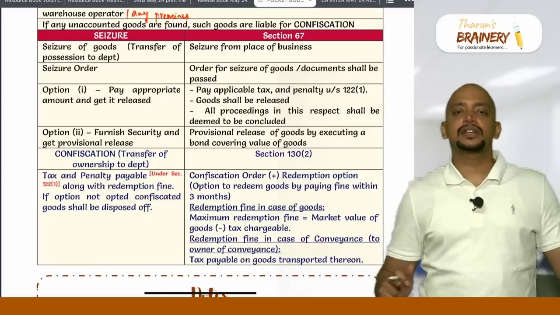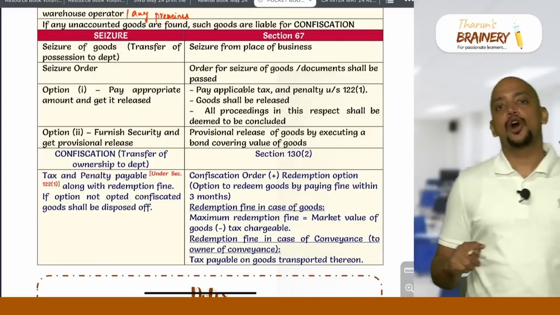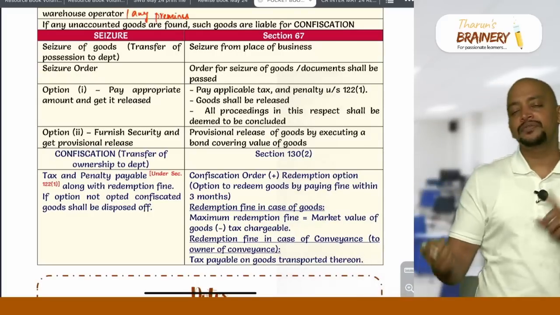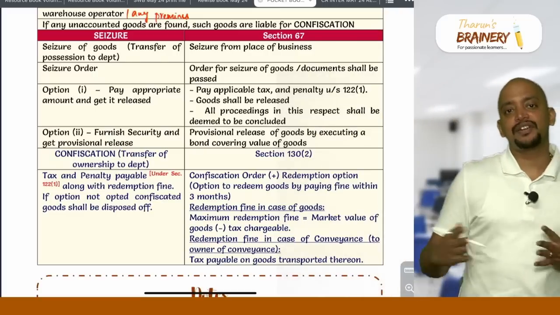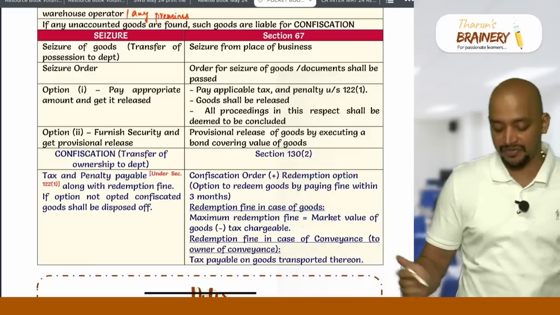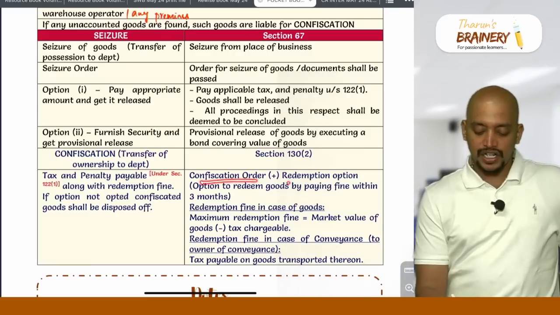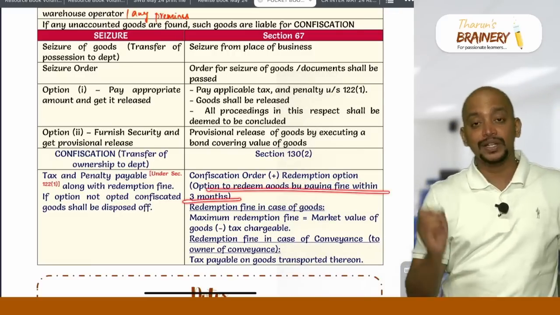Now once the confiscation order is passed, the person on whom it is passed still has an option to pay the fine along with tax and penalty. A fine can also be payable. That fine is known as redemption fine. Upon payment of that fine, the goods will be released. What is the time limit within which he needs to pay that fine? 3 months. So confiscation order plus redemption option: option to redeem goods by paying fine within 3 months.